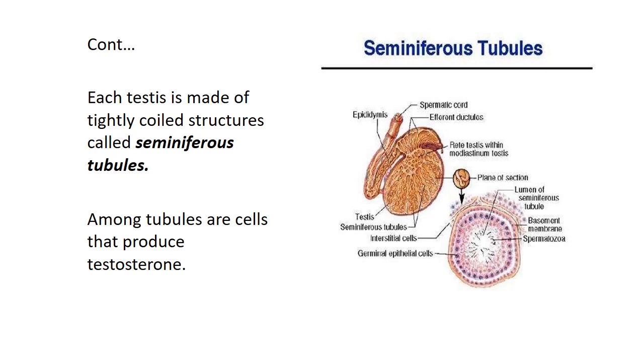Each testis is made up of tiny coiled structures called seminiferous tubules. See in the figure, there are tiny tightly coiled structures, the seminiferous tubules. Among the tubules are cells that produce testosterone, which is the male sex hormone.